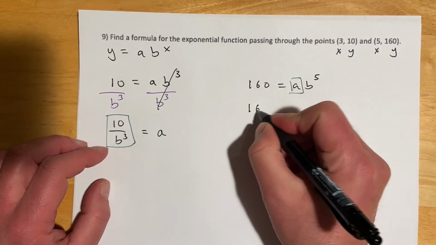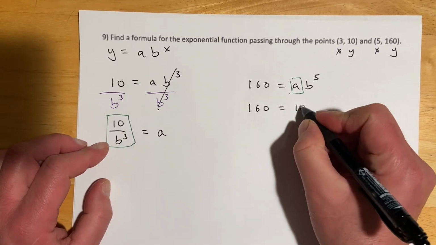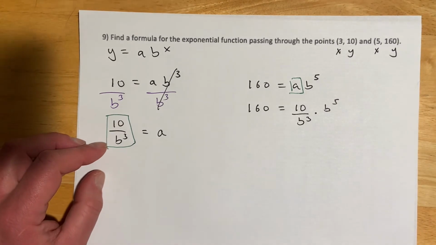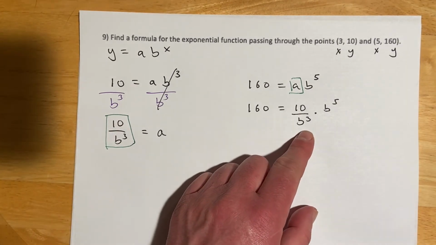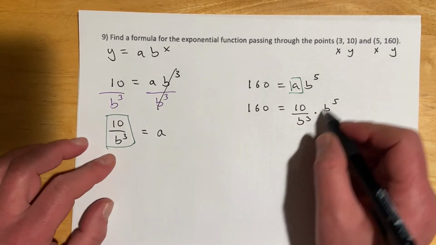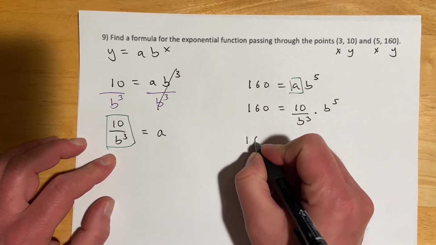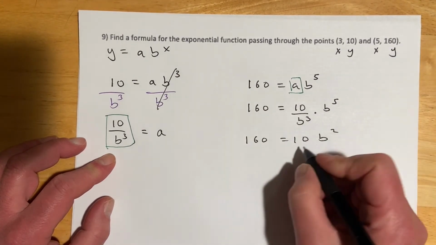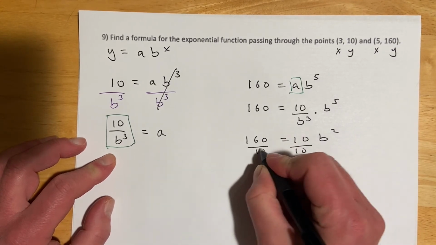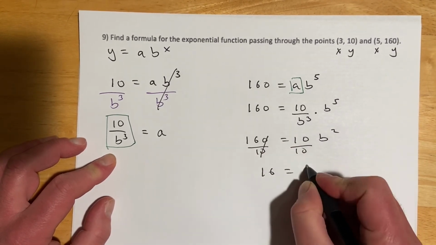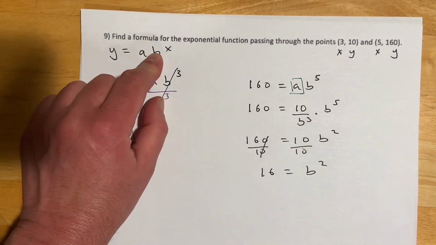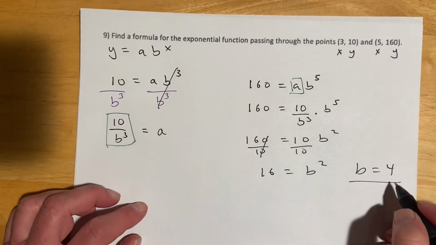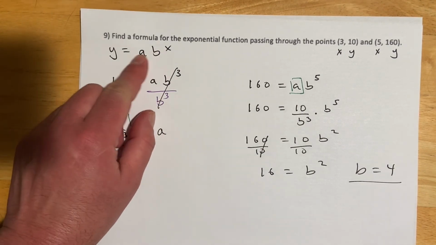So that's going to give me 160 equals 10 over B cubed times B to the 5th. And now we have B to the 5th over B cubed, so that's going to leave a B squared. So 160 equals 10 B squared. We'll divide out the 10. So 16 equals B squared. Remember, B has to be a positive number, so B is 4. So there's our first of our two values.